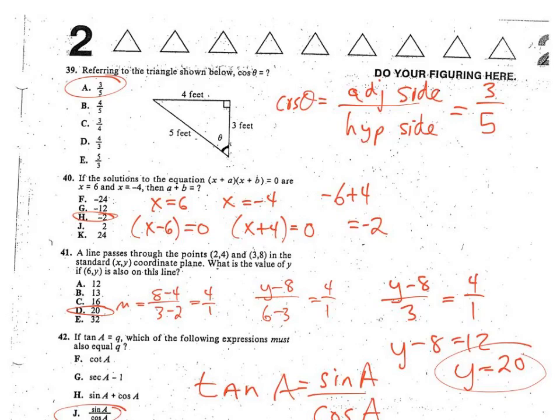Number 39 is asking us to find the cosine of theta, where cosine of theta is the side adjacent to the angle, which in this case is 3, over the hypotenuse, which is 5, and we simply write that as a fraction, 3 over 5, for our cosine of theta.